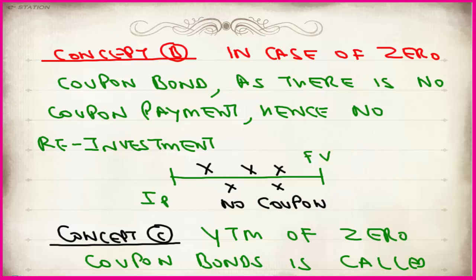And I will be only investing this much amount, the issue price, and I will be getting the face value. Because I am not getting any coupon, I cannot reinvest. So when I cannot reinvest, that assumption will not be there. In that case, I will be given spot rates. Spot rate means the rate of return for different maturities. It is just like that.